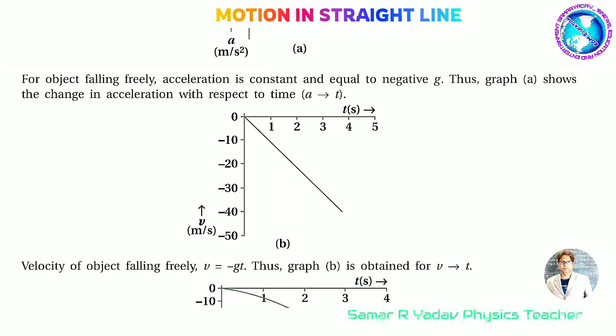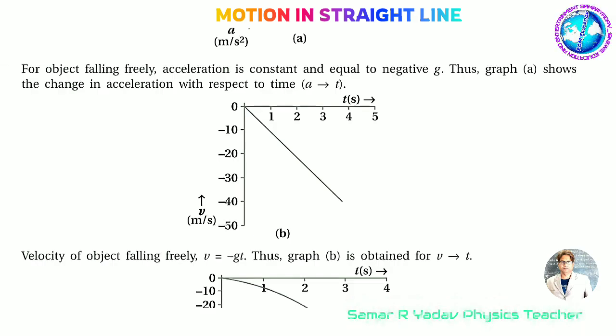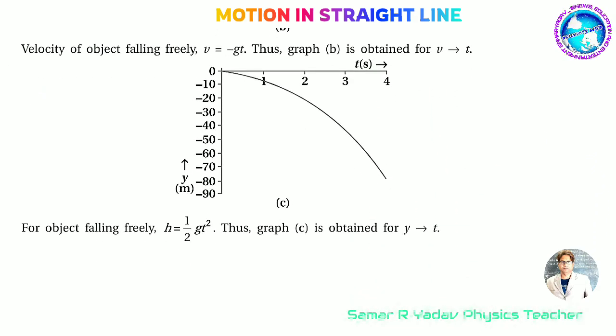Second graph, velocity of the object freely falling: v is equal to minus gt. Thus, the graph of B is obtained for v versus t, you can see in the figure. And third graph, for an object falling freely, h is equal to 1/2 gt squared. Thus, the graph C is obtained for y versus t.